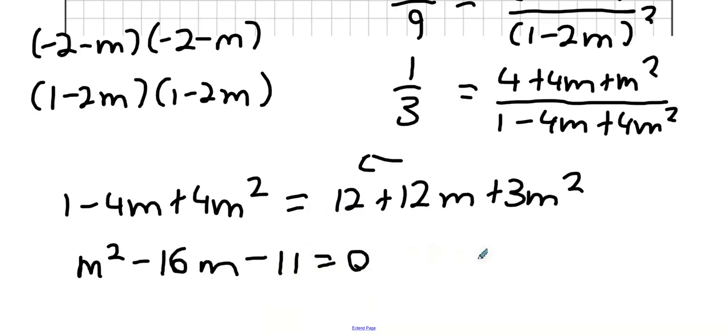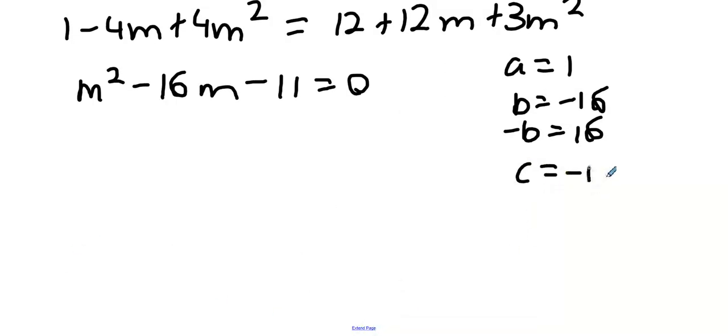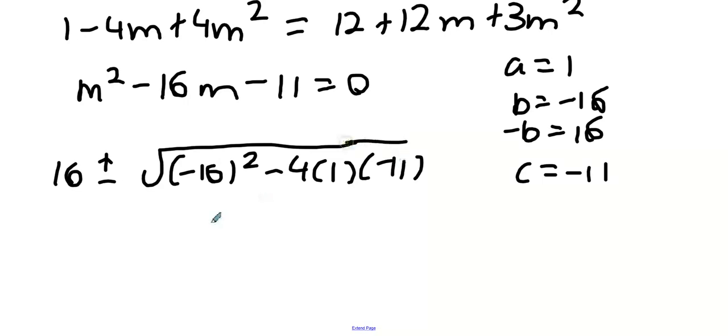Now I'm looking at this and going, this looks like a minus b formula, where a is 1, b is minus 16, minus b therefore is plus 16, and my c value is minus 11. And then we're just going to put it all into the calculator. And we're going to use the minus b formula, so it's going to be 16 plus or minus the square root of minus 16 squared minus 4 times 1 times minus 11, all over 2 times 1.